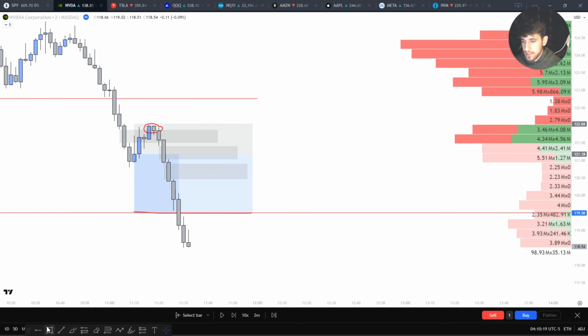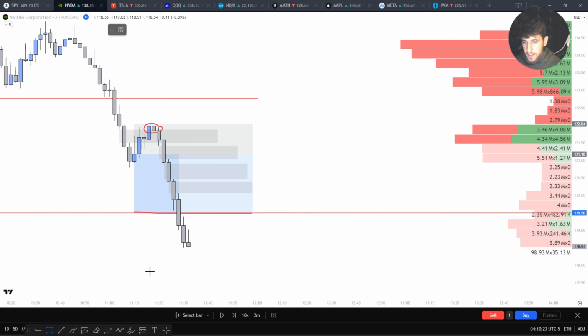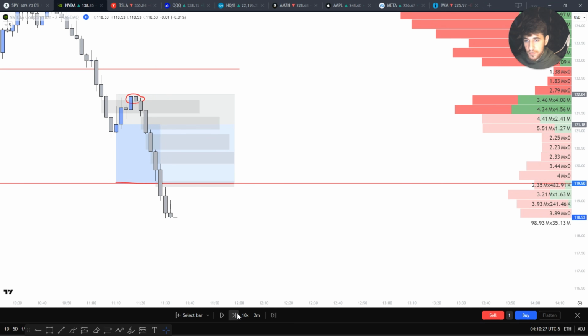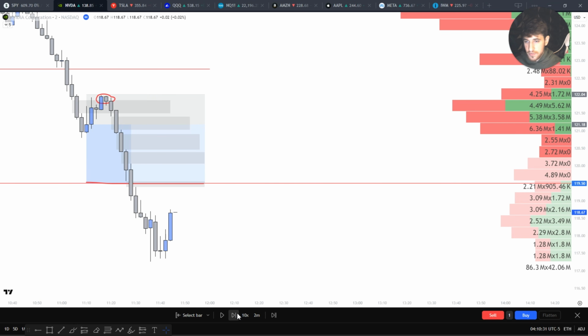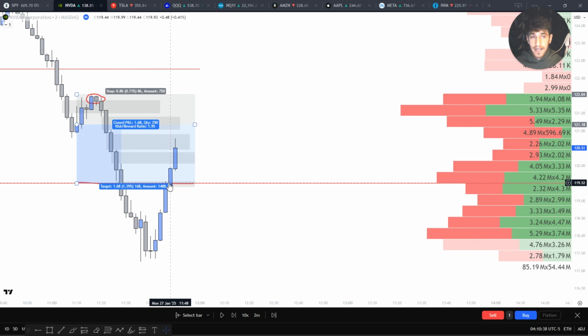So let's say we keep going like this. We keep marking out all these fair value gaps. There's a bunch right here on the chart. The first one that breaks is where we exit this trade. So if we take a look right here, this would be where you would close it. If your target was all the way down here, you would close it at the first fair value gap that hits that level.